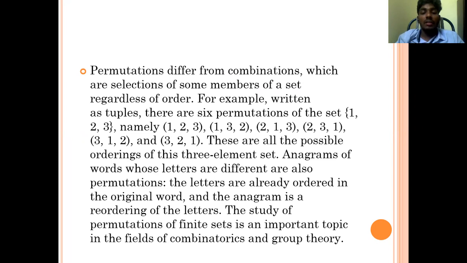Anagrams of words whose letters are different are also permutations. The letters are already ordered in the original word, and the anagram is a reordering of letters. The study of permutations of finite sets is an important topic in the fields of combinatorics and group theory.